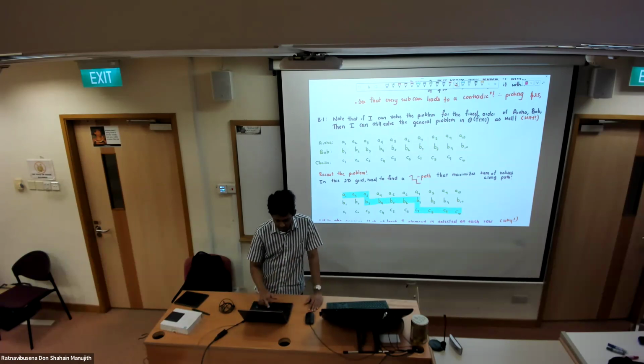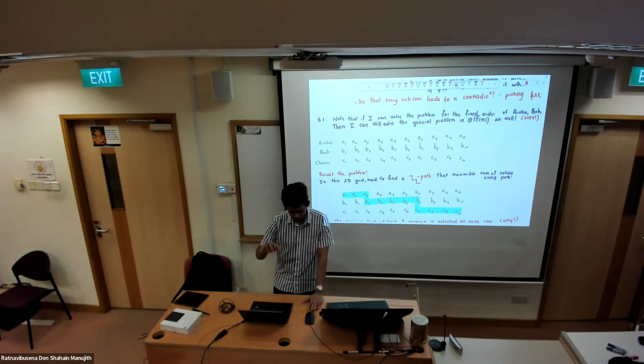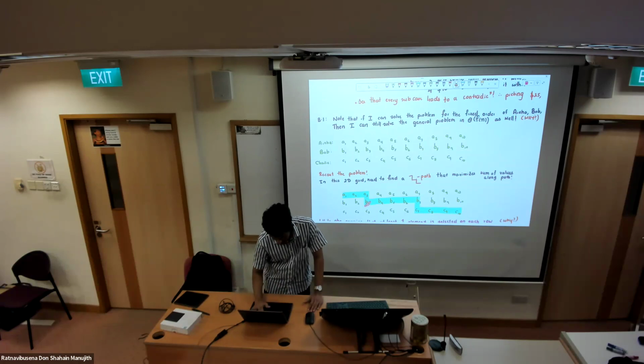But let's try to solve this problem. In this 2D grid, we need to find a maximal staircase path like that, and this is equivalent to solving the previous problem. Assume that I didn't color this. If I find the maximal staircase path like so, then that's the same thing as solving the previous problem.